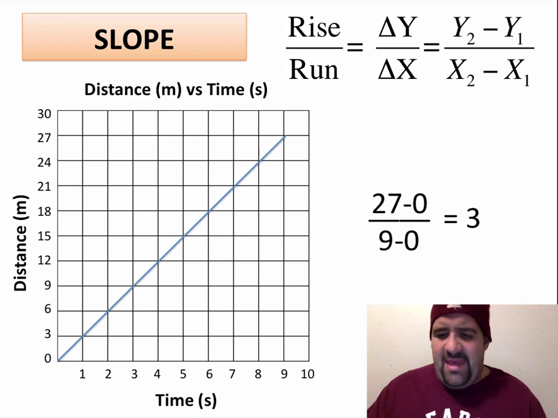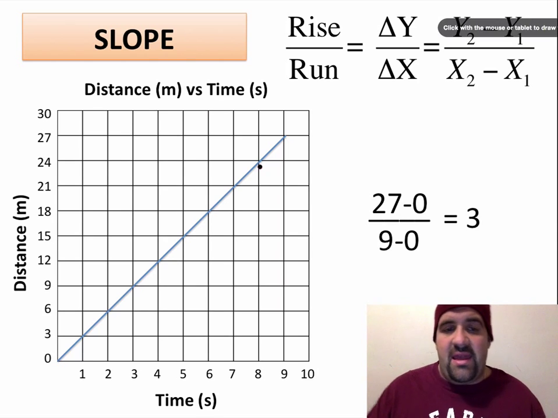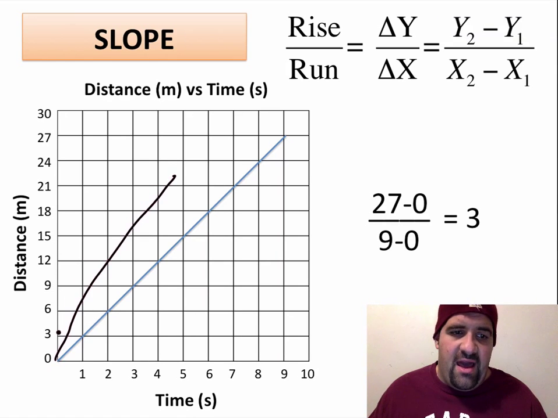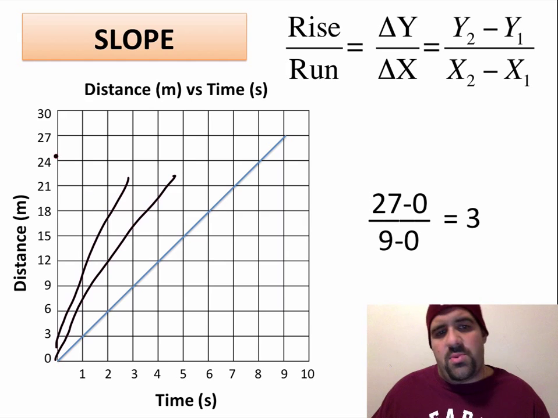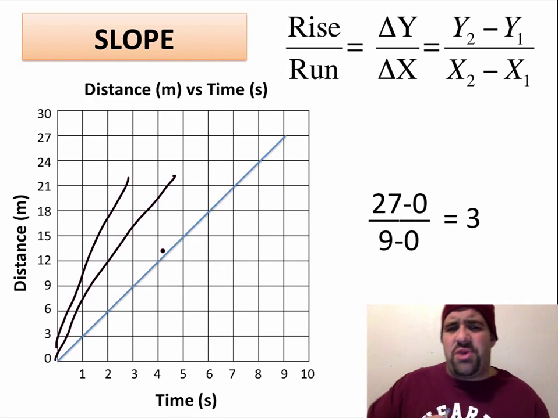And slope, again, is a measure of the steepness of a line. If this line was steeper, it would have a higher slope. Then there are lines that go down, which means they have a negative slope. So slope is just a measure of how steep the line is.